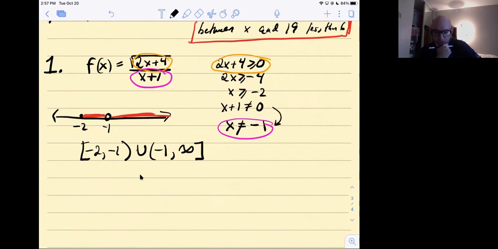Which one do you think is a parenthesis? The negative 2? Oh, yeah, that's a parenthesis at the very end, for sure. Sorry about that. The first one though, because it's in the numerator, it could be a 0. So that one would be a bracket.